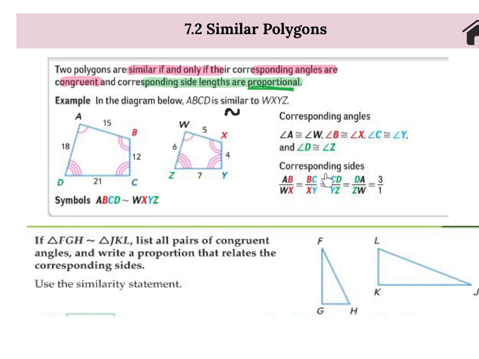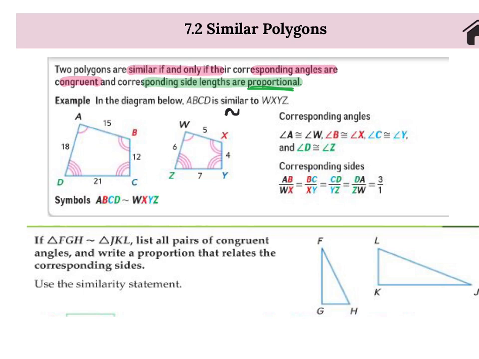The difference is the corresponding sides. So AB corresponds with WX. We know that by our statement. Okay, it says that right there. AB over WX would be how you set up your corresponding sides. So AB over WX, BC over XY. If you guys notice, we have 15 over 5, 12 over 4, 21 over 7. So these corresponding sides all have the same proportion of 3 over 1, right? So the similarity is 3 over 1 for the side lengths.